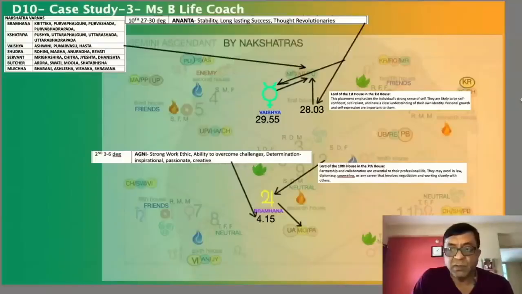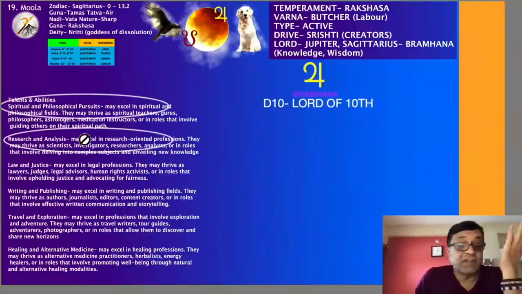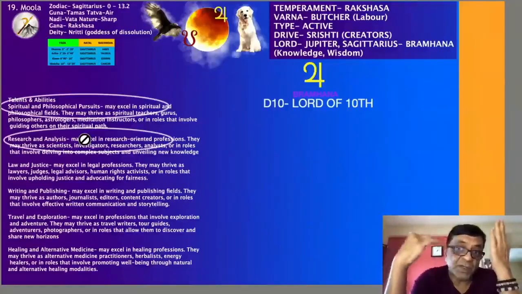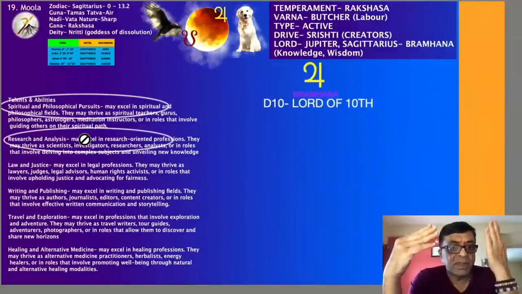Last, let us look at Moola Nakshatra itself because her Jupiter is sitting in Moola. There's Moola Nakshatra for you. The first two itself tell me loudly that it's about a life coach because it's a combination of traits. Look at the combination of traits when you're analyzing your chart, okay?